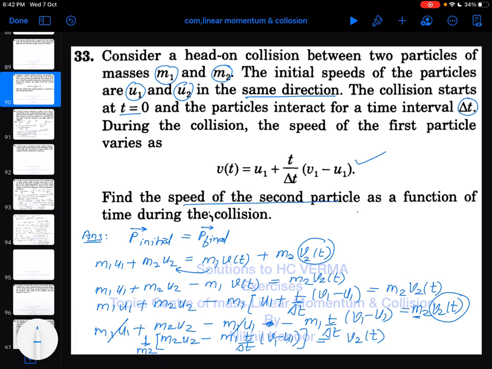So I can write it here for the last step. The velocity as a function of time will be equal to this 1 upon m2 multiplied inside, and m2 will get cancelled, it will be u2 minus m1 upon m2 t upon delta t in bracket v1 minus u1, and this is the final answer to this question. Thank you.